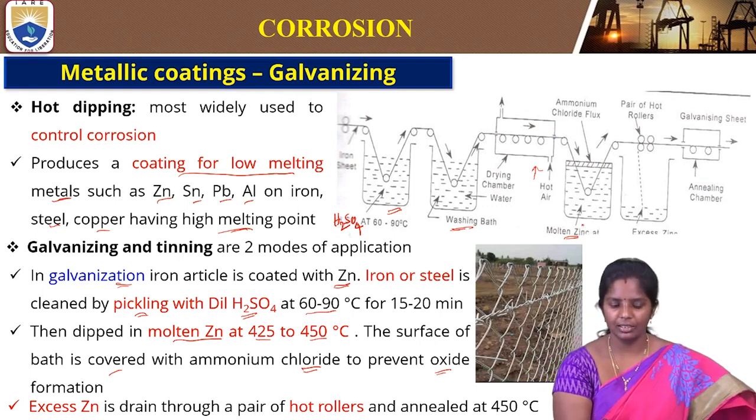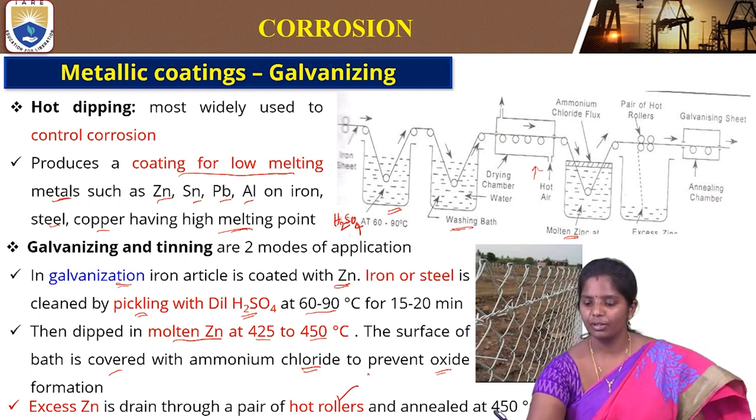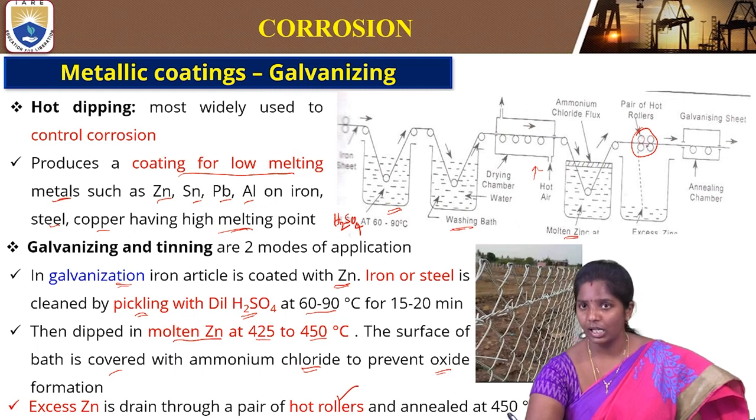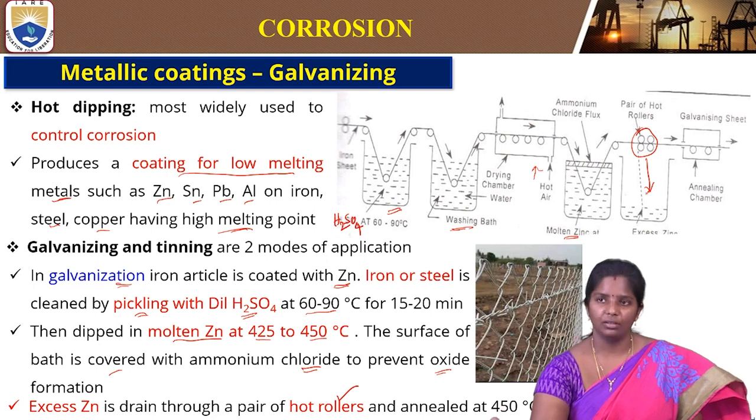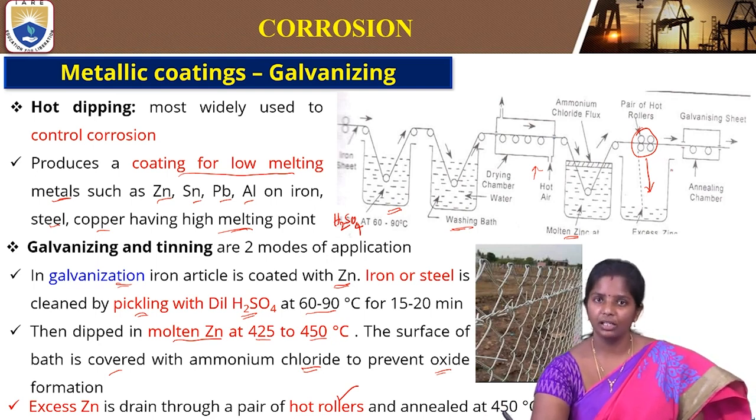Then the excess zinc is drained through a hot pair of rollers. So as we see from this figure, there are rollers that are placed after dipping into the molten zinc. Passing through these rollers, the excess zinc will be drained into this bath. So this is how we do the coating of zinc on the steel.